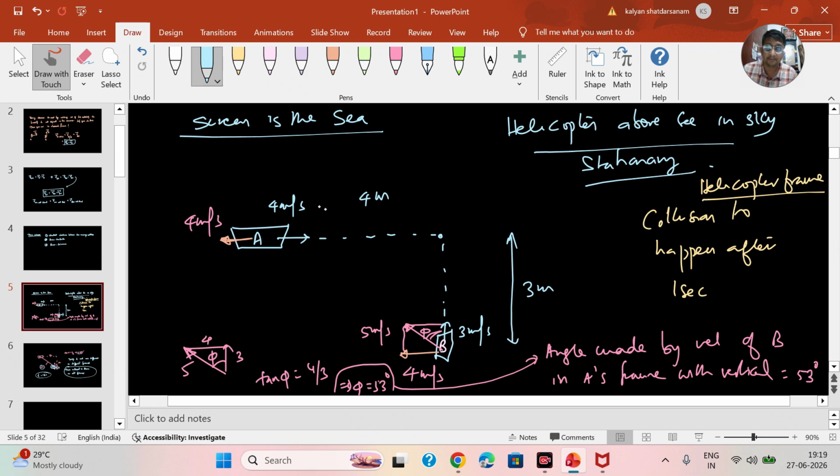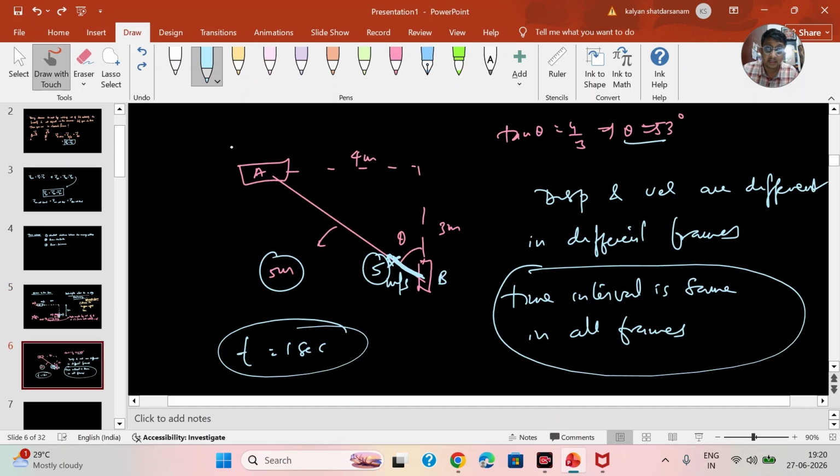So in the ground frame, A traveled 4 meters with 4 meters per second. So in 1 second he's coming here. B traveled 3 meters with 3 meters per second. In 1 second he's also coming there. Accident happened. But in A's frame, A is at rest. He did not travel at all. The sea, the water, the river, the sky, everybody is coming towards him. B is also coming towards him in this direction. So in this frame, B traveled 5 meters with 5 meters per second. But after 1 second anyway, he collided. So time is the same in all frames, but displacement and velocity could be different in different frames.